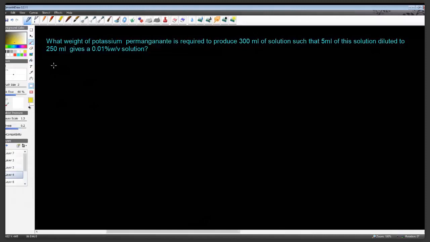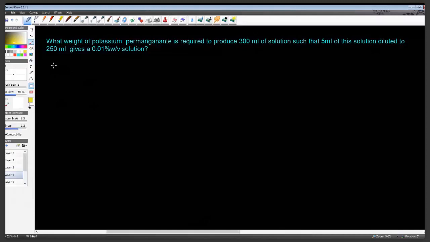All right, so the question says, what weight of potassium permanganate is required to produce 300 milliliters of solution, such that 5 ml of this solution diluted to 250 ml gives a 0.01% weight by volume solution. So at first glance, this kind of looks like a really complicated question, but as we go through it, hopefully you'll notice how to address this type of problem.